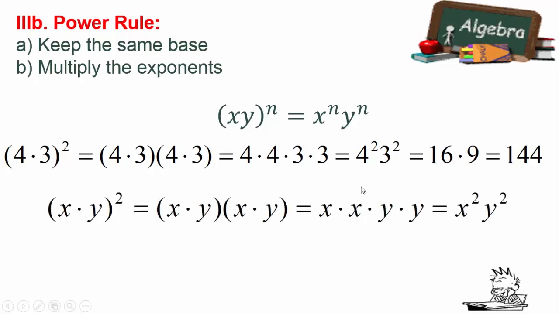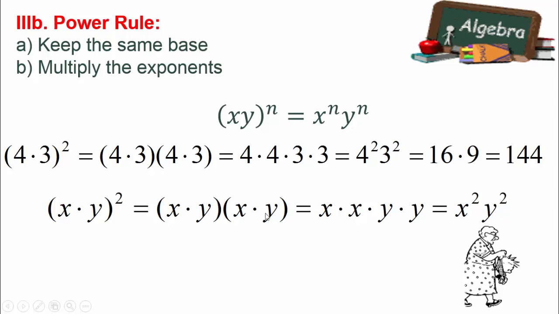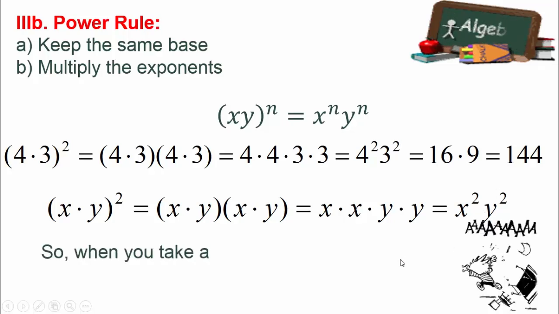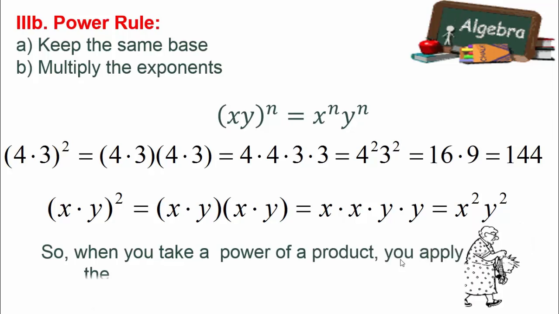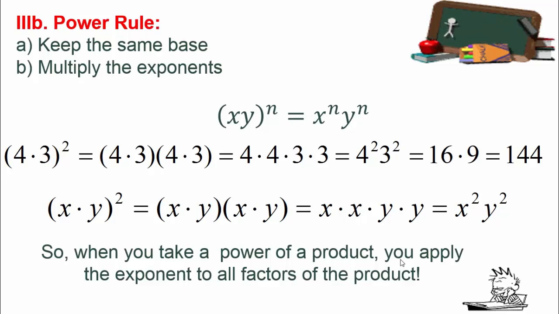Now, if I do that with variables, it's the same idea. So instead of numbers, I used x and y squared. I bracketed them x times y times x times y, and then I rearranged the x's, I rearranged the y's, and that was the same thing as x squared, y squared. So when you take a power of a product, you apply the exponents to all of the factors of the product.